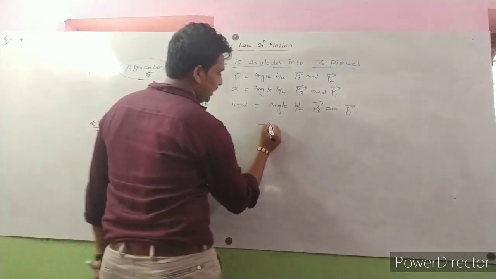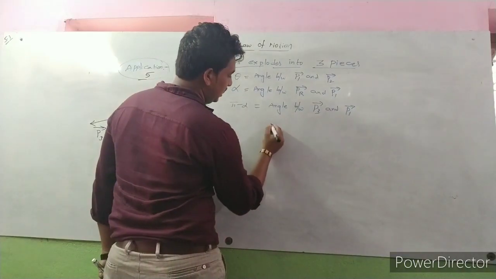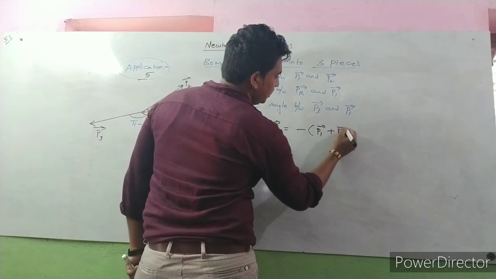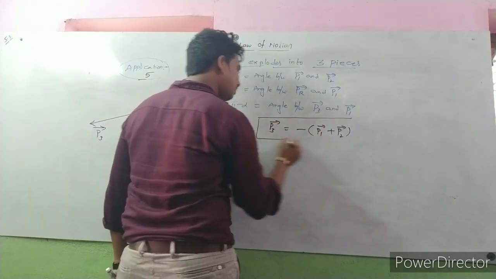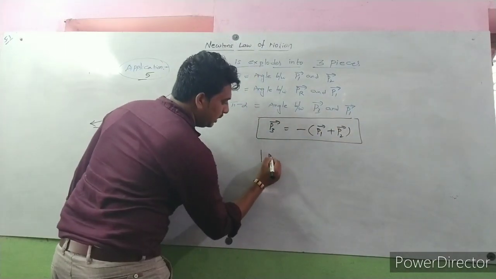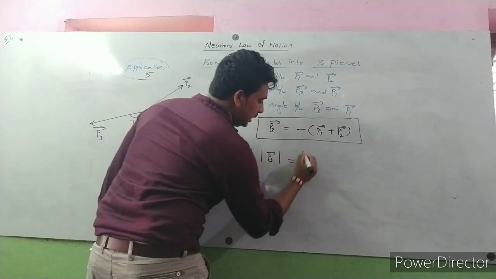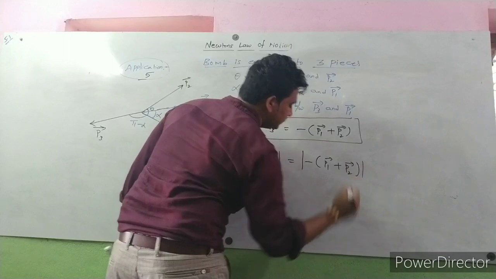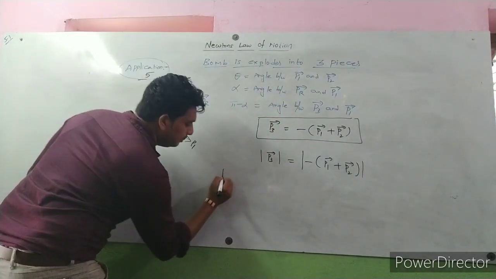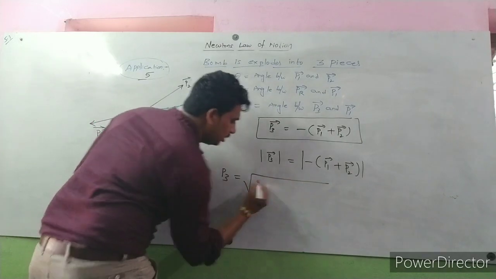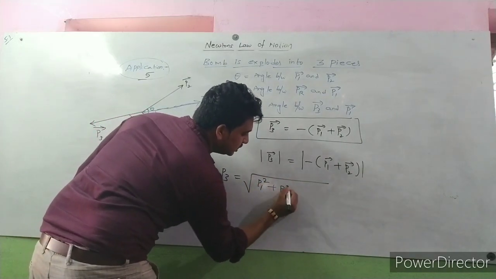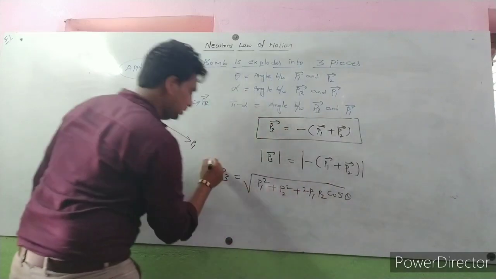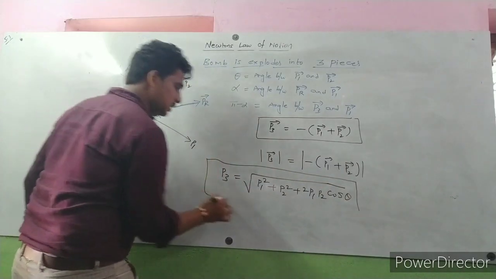Here we know P3 bar is equal to minus of P1 bar plus P2 bar. Apply magnitude on both sides: the magnitude of P3 bar is equal to the magnitude of minus of P1 bar plus P2 bar. So P3 is equal to square root of P1 square plus P2 square plus 2P1P2 cos theta. This is very important.